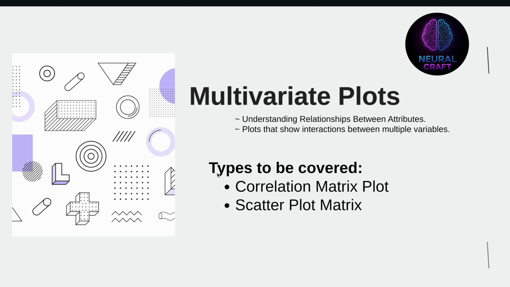As the name suggests, here we are going to be involved with more than one variable, so we can find out the relationships between the attributes, how they are changing with respect to each other. There are two main types: correlation plot and scatter plot. We will discuss them one by one.